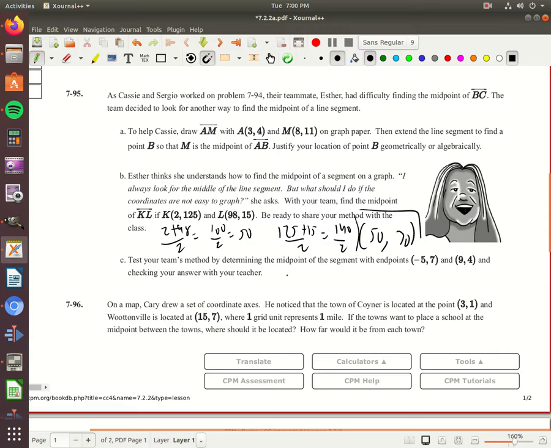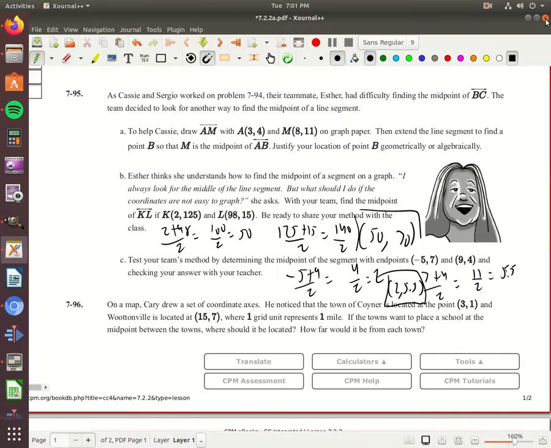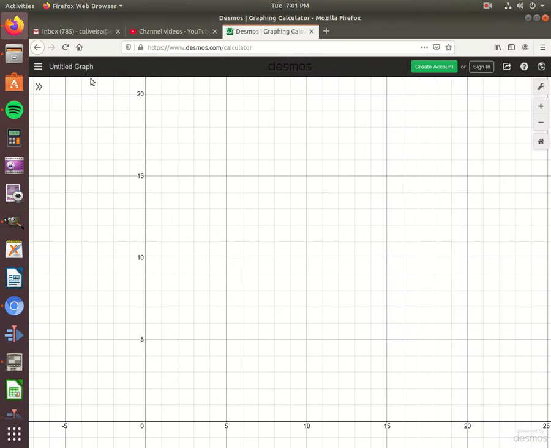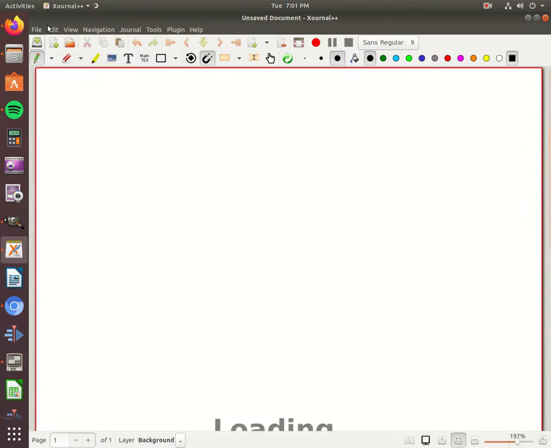So again, my x is going to be negative 5 plus 9 divided by 2, which is 4 divided by 2, which is 2. And my y is going to be 7 plus 4 divided by 2, which would be 11 divided by 2, which is 5.5. So I would get (2, 5.5) as the middle of these 2 points. All right, we will go ahead and close this and then open up the next one to keep going here.